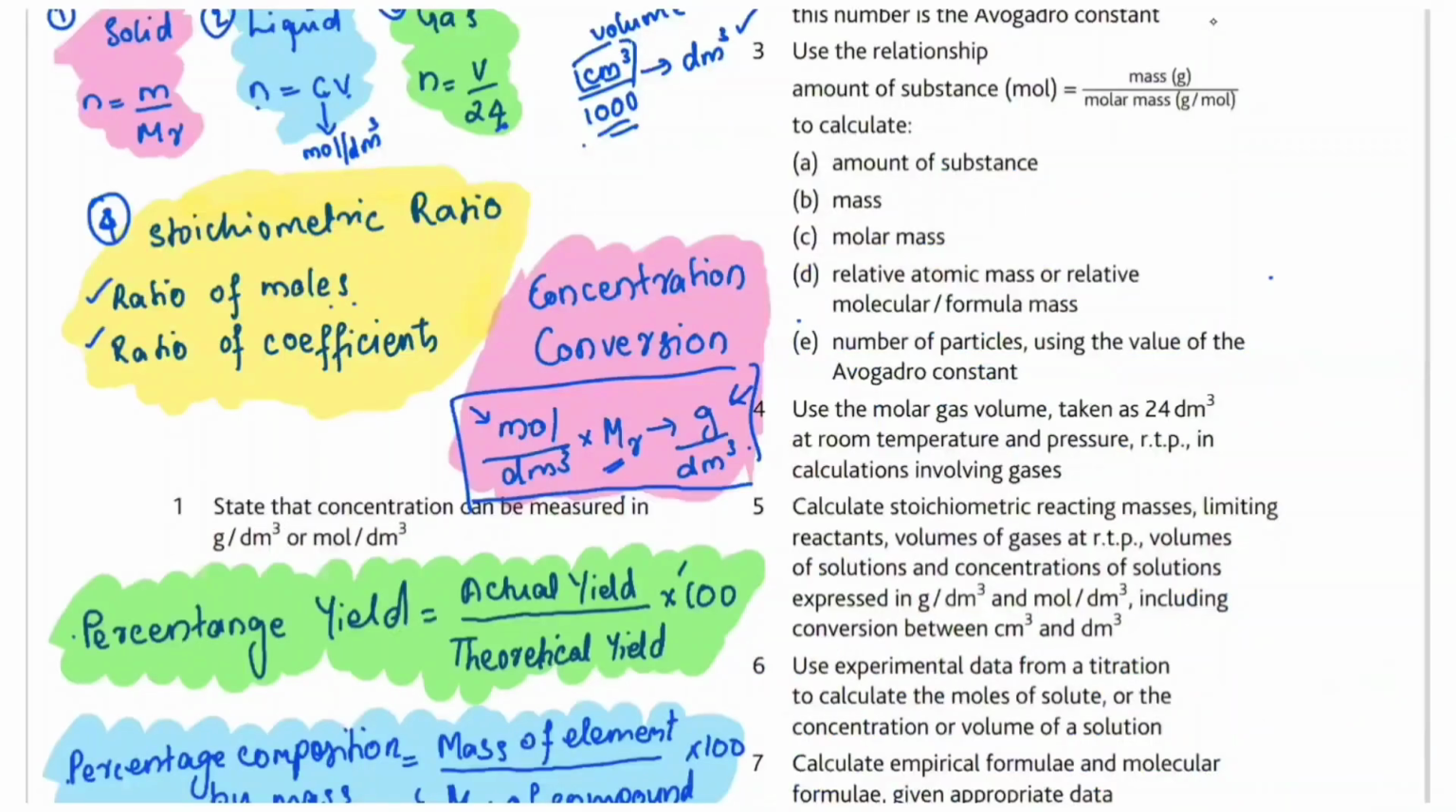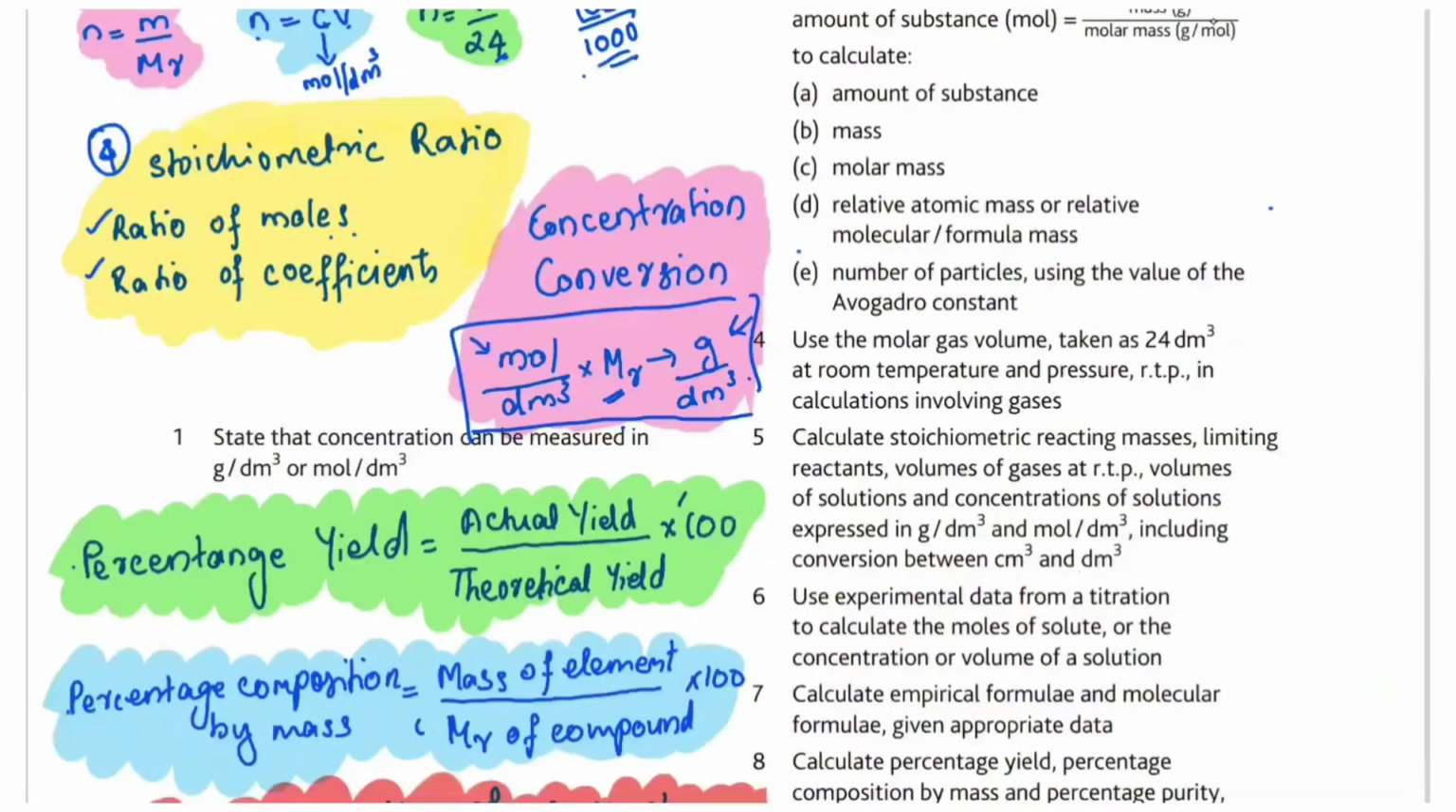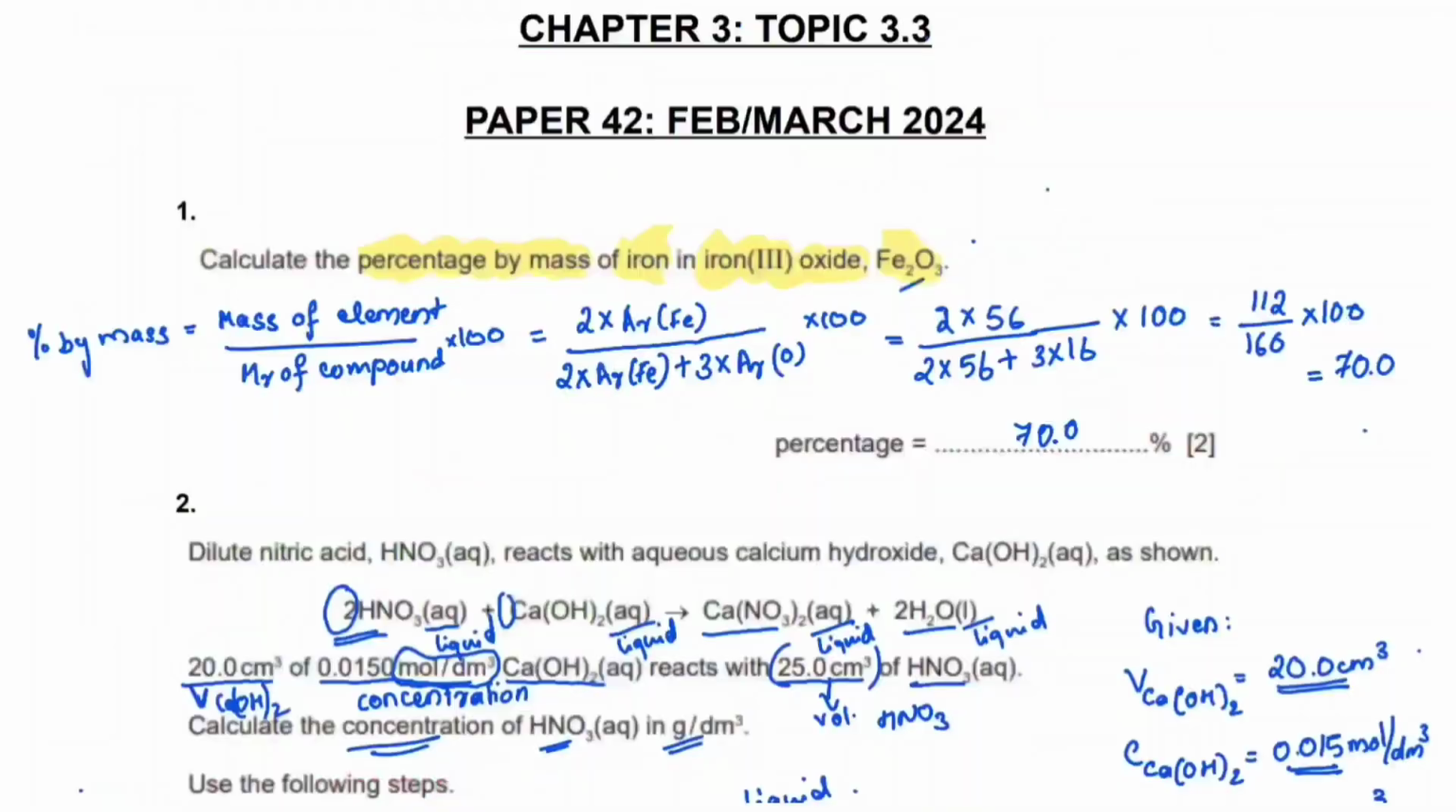The equation is percentage composition by mass is equal to mass of the element by MR of the compound into 100. So we will be using the same. Over here, the element that we are focusing on is iron, because the question says to calculate the percentage by mass of iron. So this element is going to be iron, and the compound is this whole compound, which is Fe2O3.